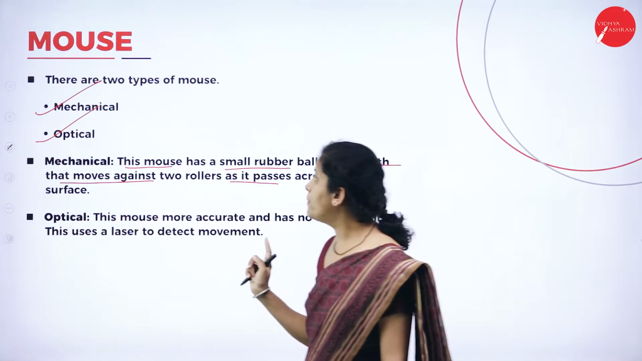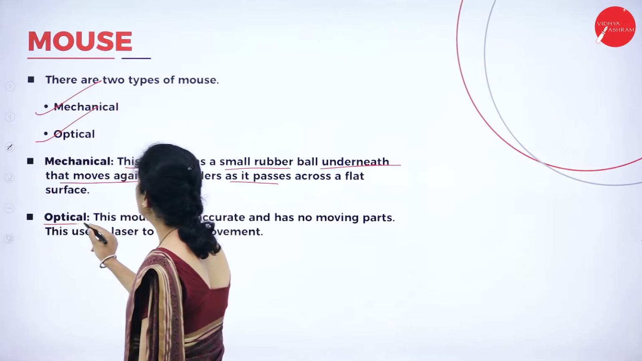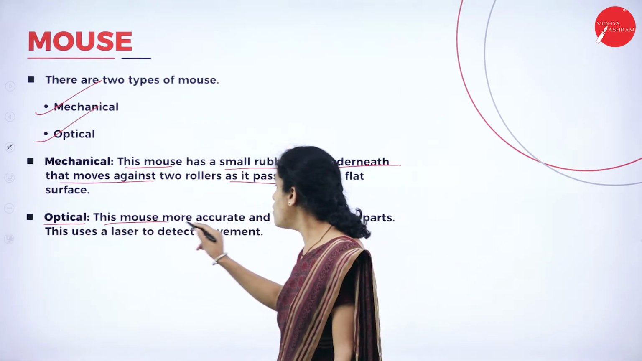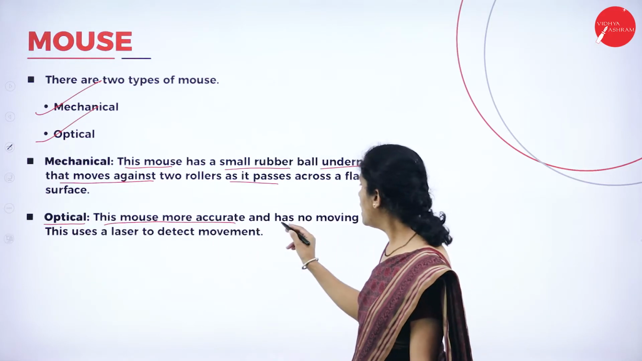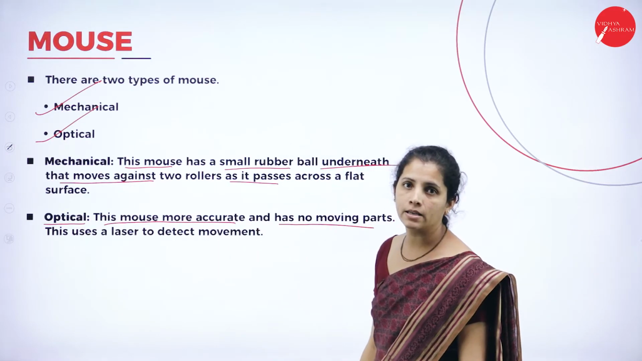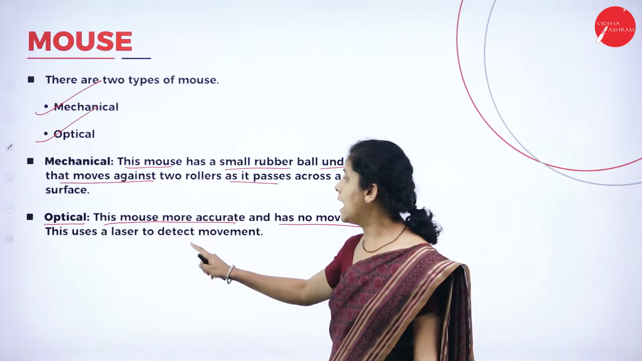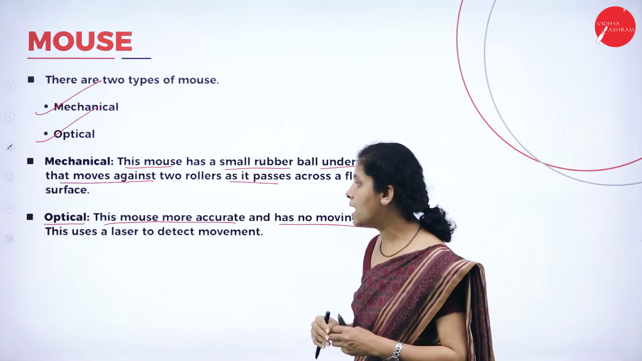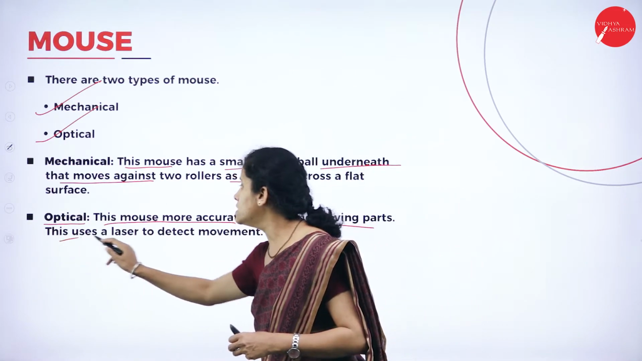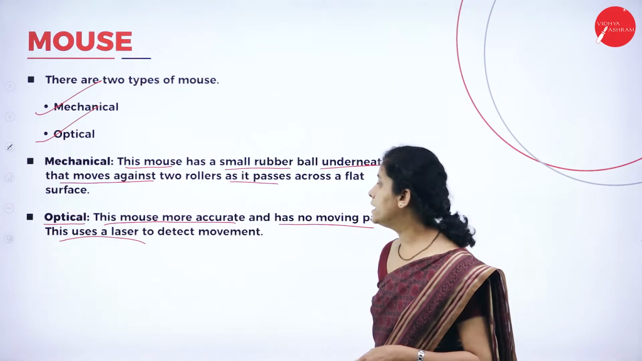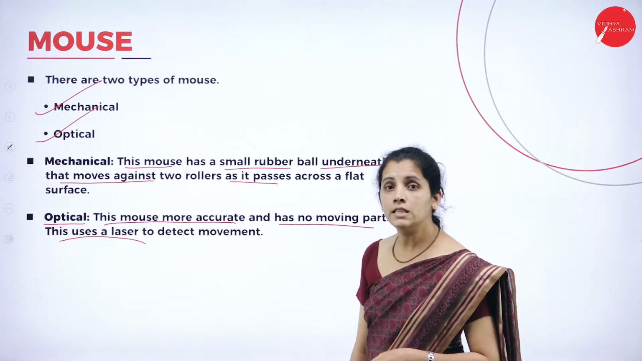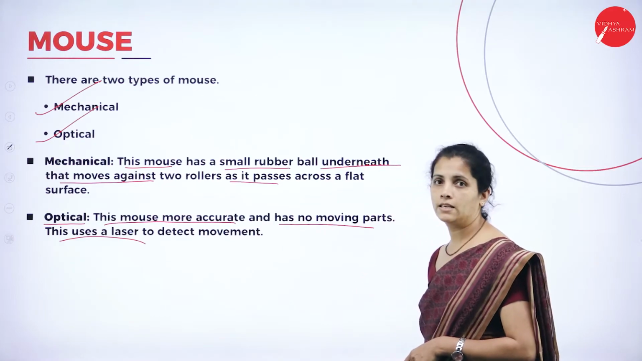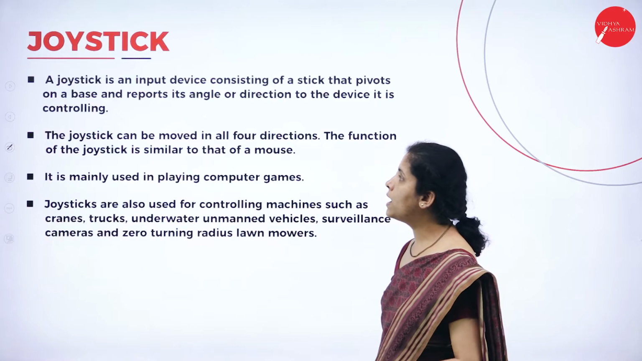The next type of mouse is the optical mouse. This mouse is more accurate and has no moving part, unlike the mechanical mouse. It uses a laser beam to detect movement. So these are the two types of mouse.